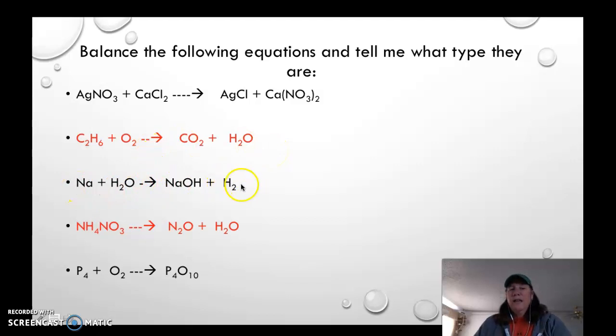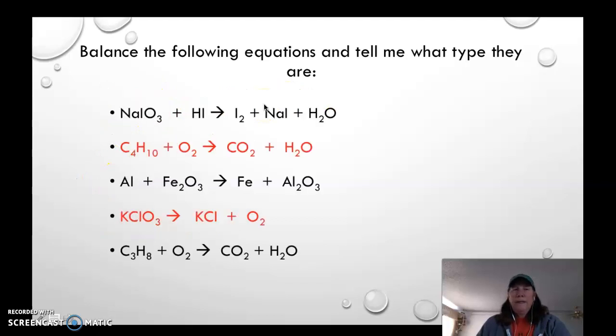On the other ones, element by itself, elements by itself, single. Here, there's no elements by itself, double. Okay. Here, again, you'll have to balance them, but I got 1, 2, and I end up with 3. So I started with 2 things and I broke it down into 3. That's decomposition. Carbon dioxide, water, combustion.